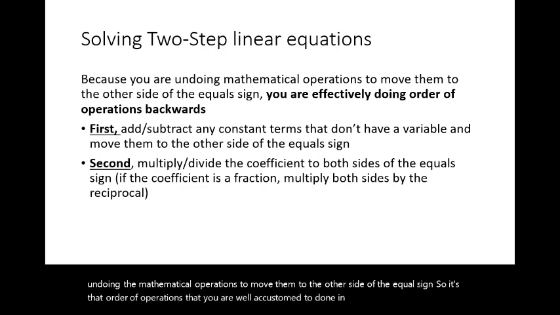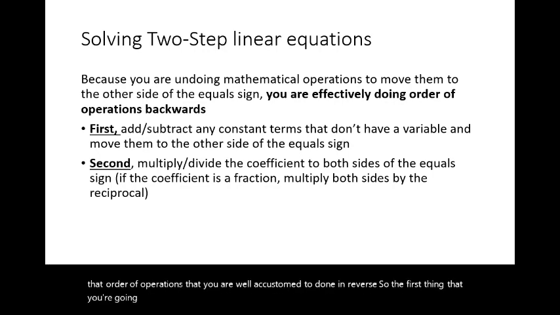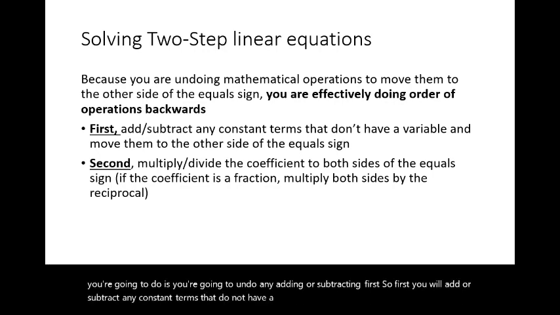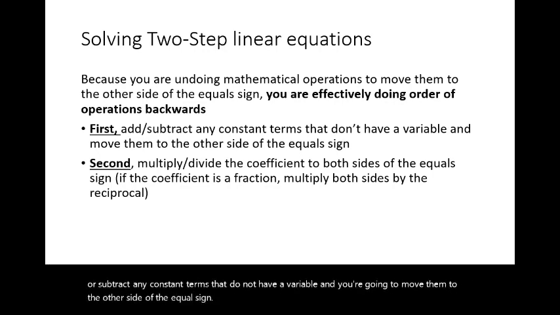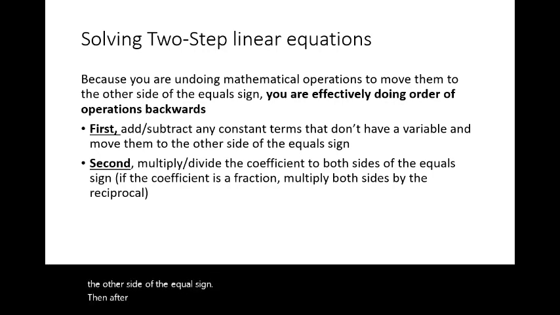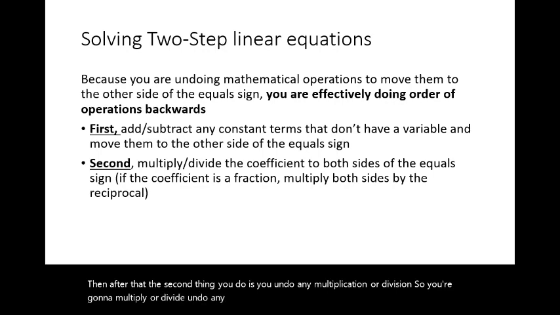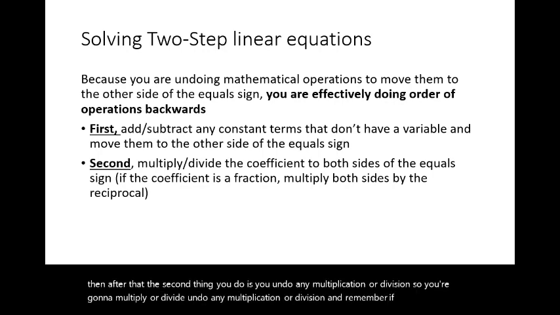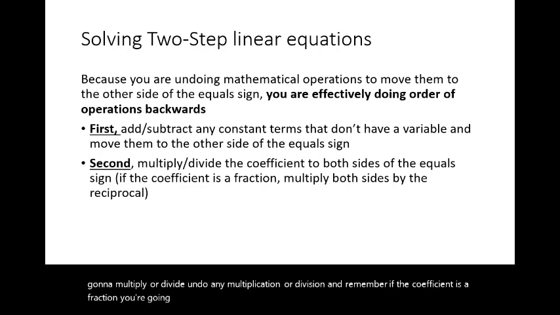So the first thing that you're going to do is you're going to undo any adding or subtracting first. So first you will add or subtract any constant terms that do not have a variable, and you're going to move them to the other side of the equal sign. Then after that, the second thing you do is you undo any multiplication or division. And remember, if the coefficient is a fraction, you're going to multiply both sides by the reciprocal.